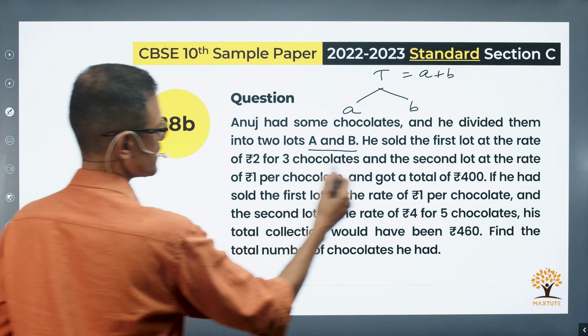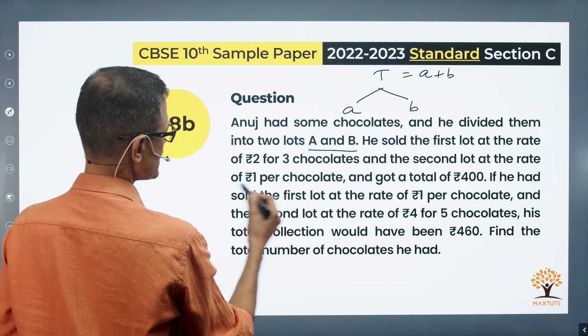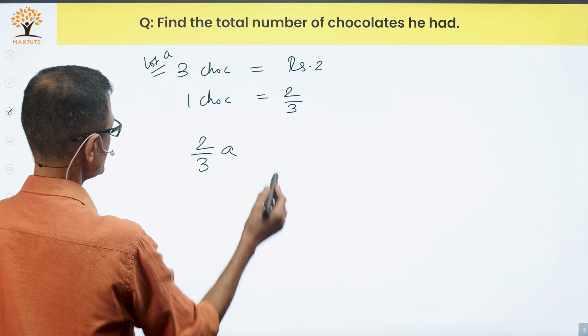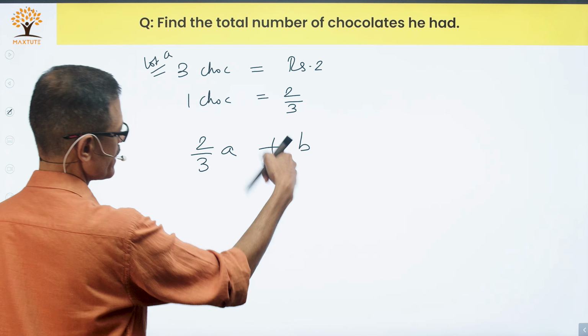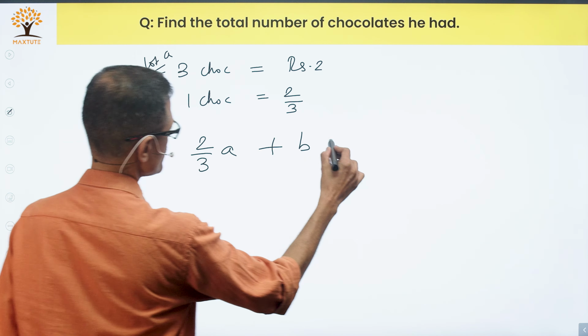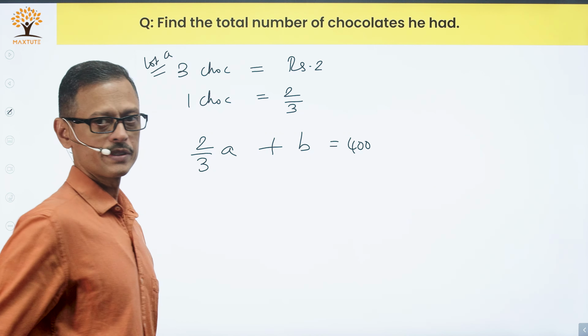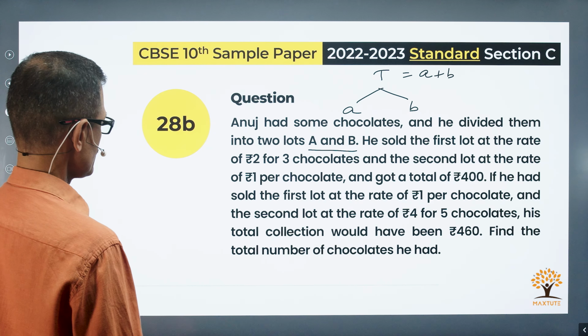And then what is he selling? The second lot, which is this B, at the rate of 1 per chocolate. So this equation is an easy equation. Each chocolate is for 1 rupee. So B chocolates for B rupees. How much does he realize? He realizes 400 rupees.